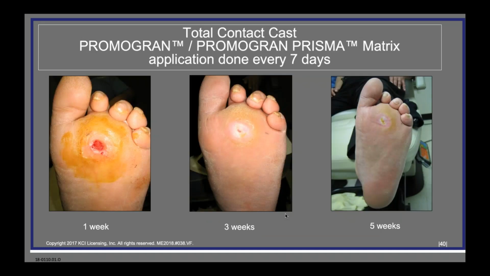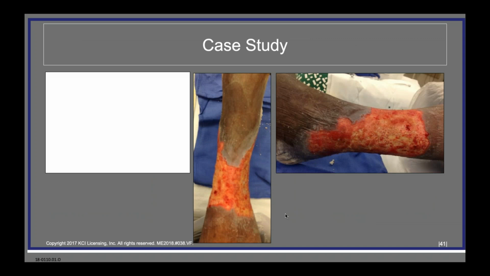And you can see over the sequence of time. Now, you have to always mobilize or offload as well. And here I use this Prisma in conjunction with a total contact cast, and you can see the patient goes on to heal as well.